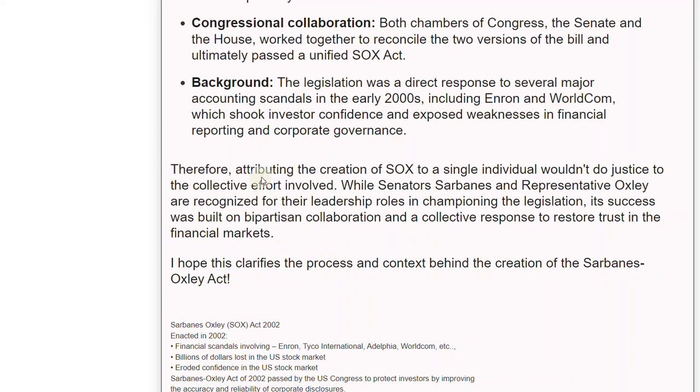Therefore, attributing the creation of SOX to a single individual wouldn't do justice to the collective effort involved. While Senator Sarbanes and Representative Oxley are recognized for their leadership roles in championing the legislation, its success was built on bipartisan collaboration and a collective response to restore trust in the financial markets. I hope this clarifies the process and context behind the creation of the Sarbanes-Oxley Act.